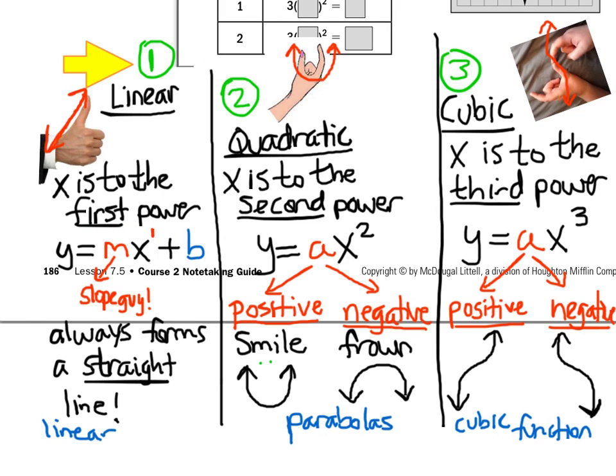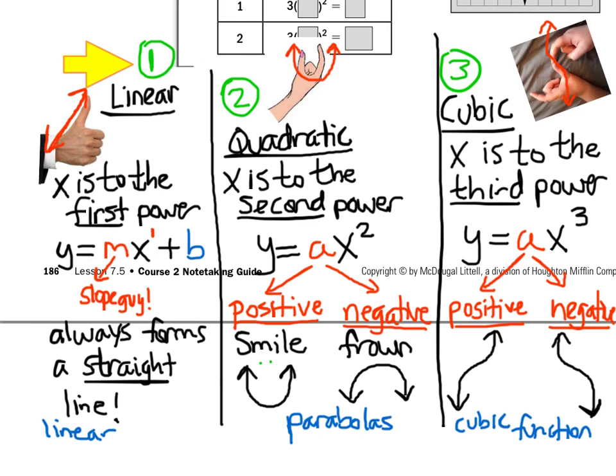Remember, when we were doing slope-intercept form, we'd always say y equals, and then there'd be a number in front of the x, m, which was the slope, times x to the first power, but the first power was invisible, so just times x plus b, and b was the y-intercept. Notice how x is to the first power, and that always would form a straight line, and that's what we did all through chapter 6.